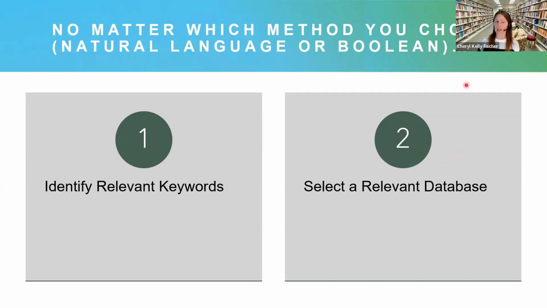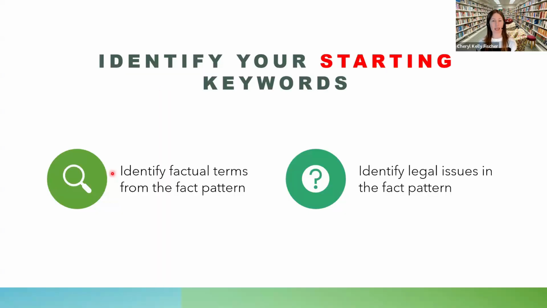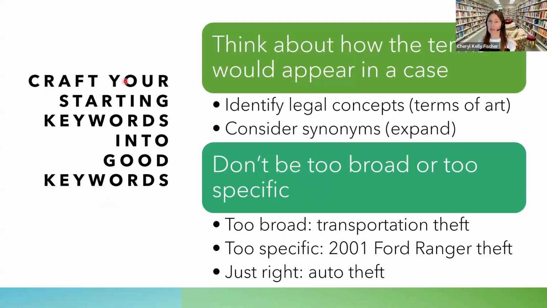So let's start with the relevant keywords piece. First, you are going to select your starting keywords, not your final ones yet, but your first draft. You'll pull factual terms from the fact pattern, legal issues from the fact pattern, or from wherever you're getting your assignment, the hypo here in class, or the complaint, or the client intake interview. But pull those starting terms out and really look at them. How can you make them better as keywords? You're going to craft them into better keywords.